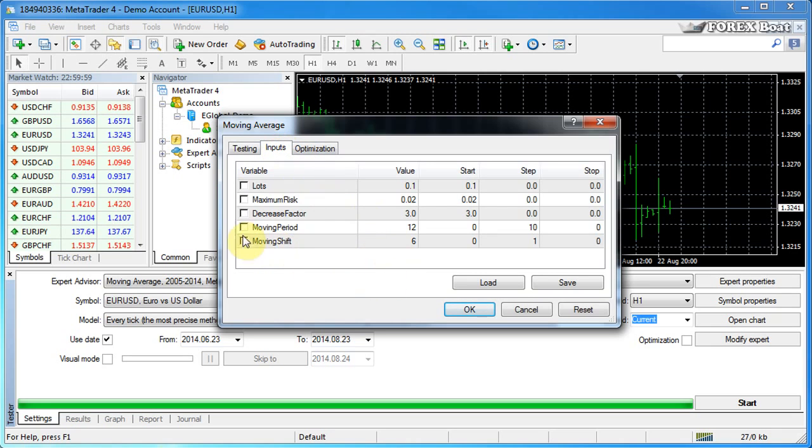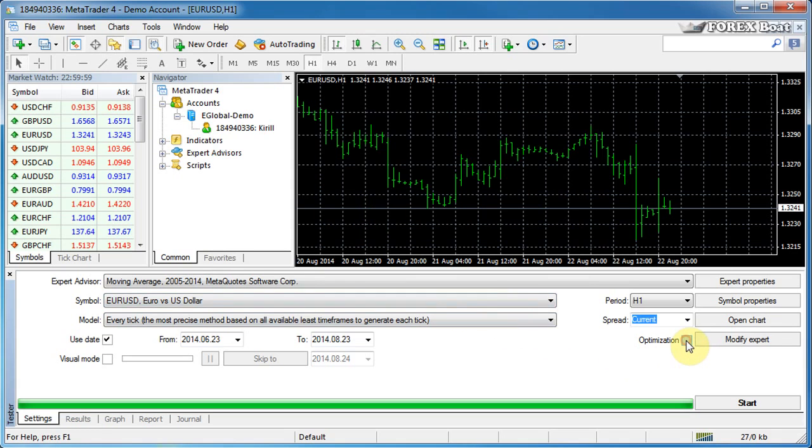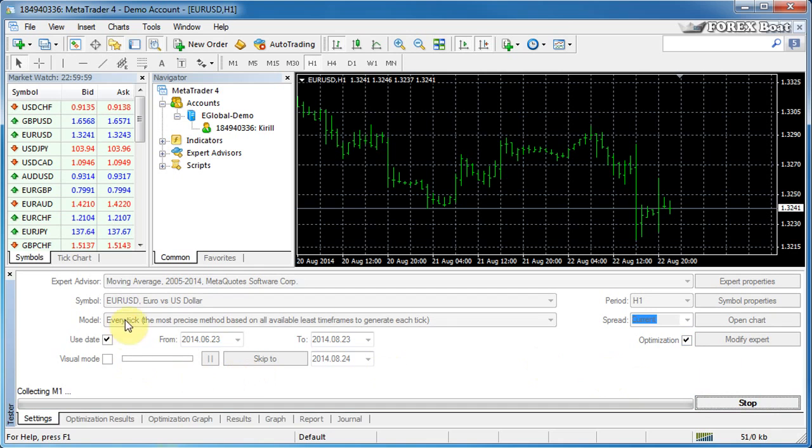And here we will tick the moving period and moving shift parameters, and say for the moving period we'll start at 10, with a step of 10, and we'll go all the way up to 100. So that's the period of the moving average, and the shift will go from 0 with a step of 1 all the way up to 10, and that's the shift of the moving average. So what we'll do now, we'll click OK, then make sure that this optimization box is checked, and then click Start. Because we're using every tick, MetaTrader 4 is collecting data here. And there it goes, our optimization is running.